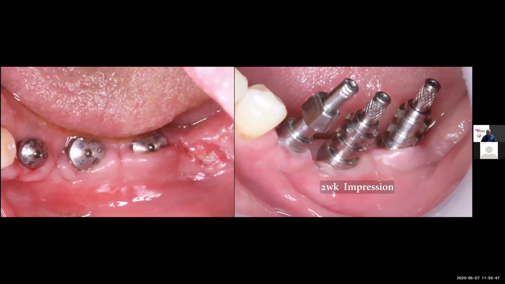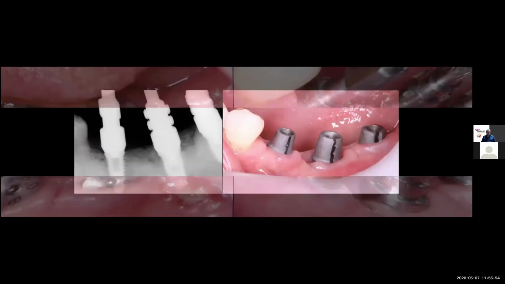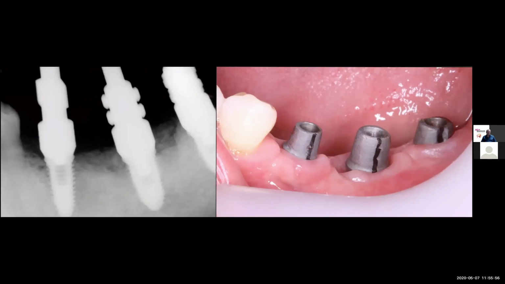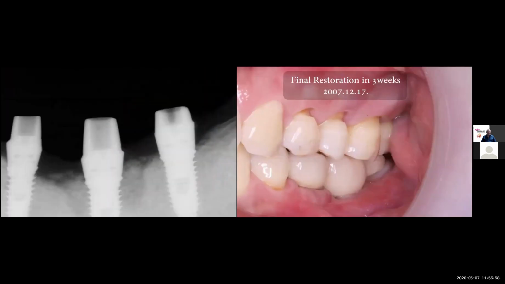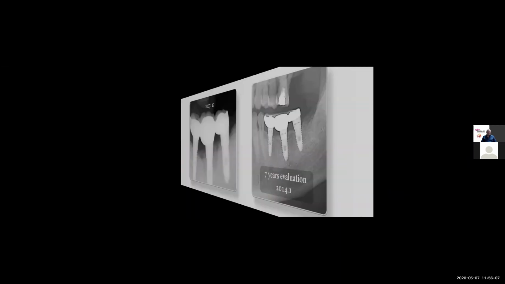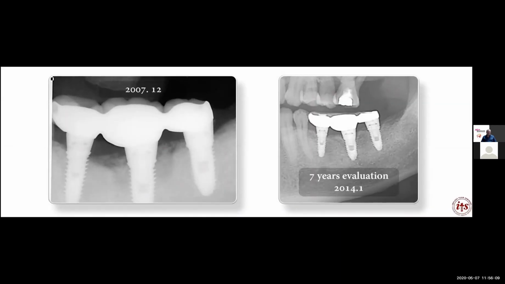After healing with the healing abutments, it returns back to the dentist. And this is 2 weeks for the impression. The dentist does the restorative aspect. And here we see the implant restoration at 3 weeks. Now this was done in 2007. And if we look at the same case in 2014, we can see that there is good crestal bone. We see the sloping shoulders, and we see there's excellent bone implant contact.